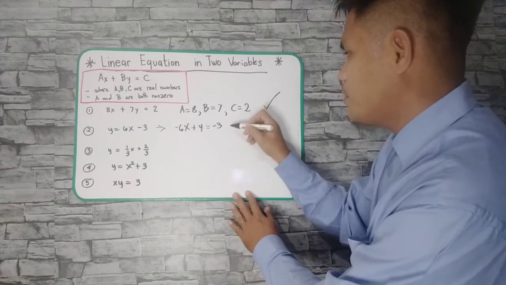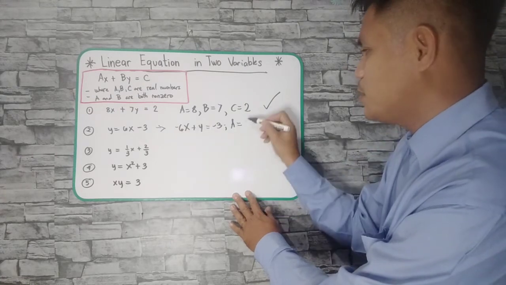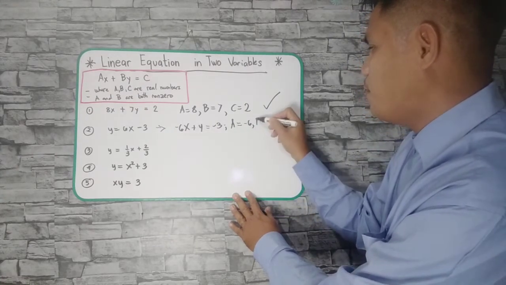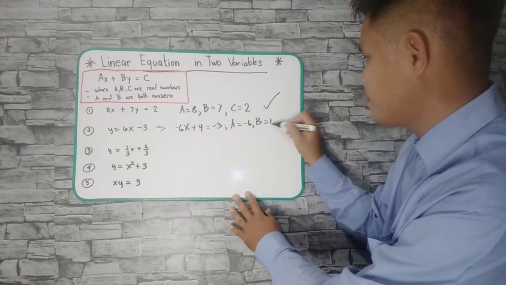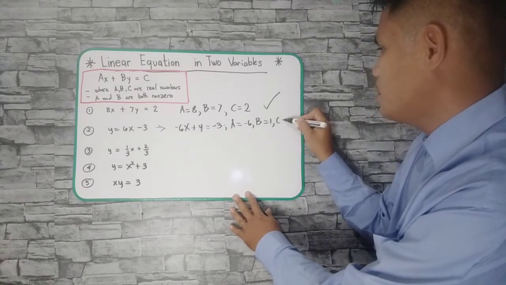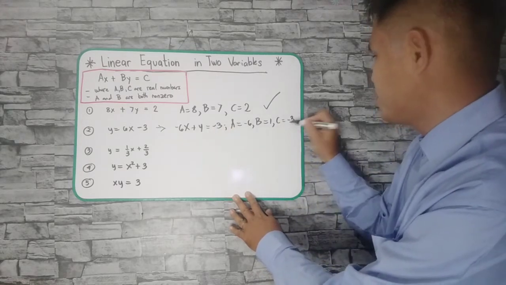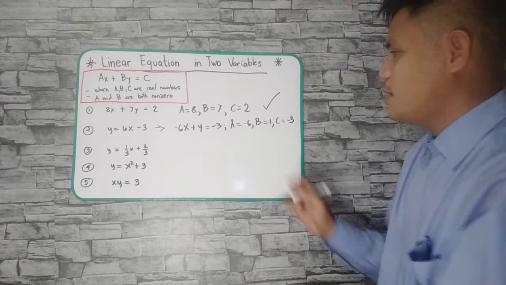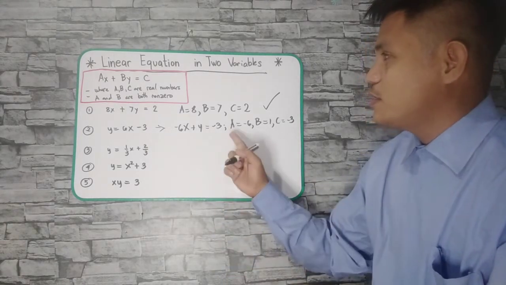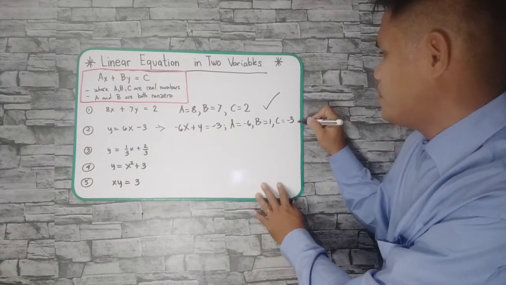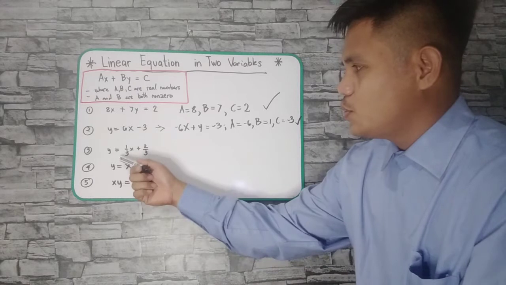Now we can get the value for a, which is equal to negative 6. The value for b is positive 1. And the value for c is negative 3. So, meaning to say, this is also an example of a linear equation in two variables. Let's proceed to number 3.